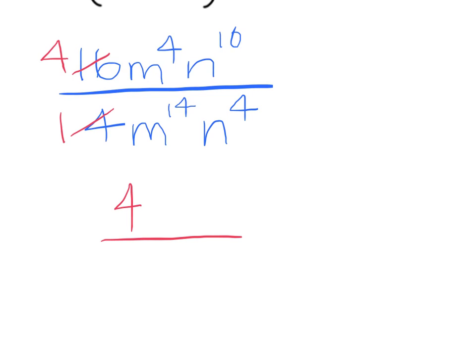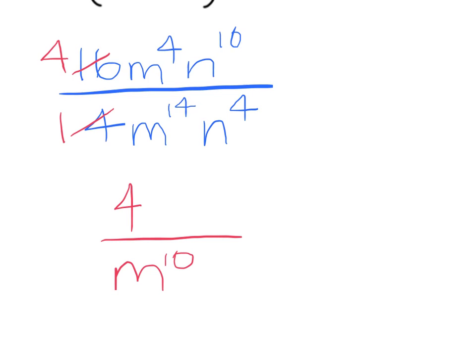m to the power of 4 divided by m to the power of 14 is going to give me m to the power of 10. And those 10 m's are going to be left in the denominator because I have more in the denominator than I do in the numerator. So that's going to give me m to the power of 10 in the denominator.